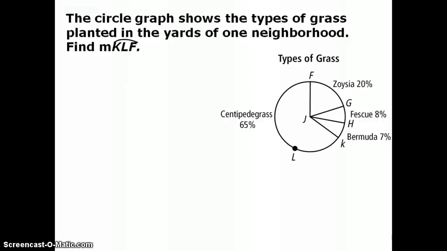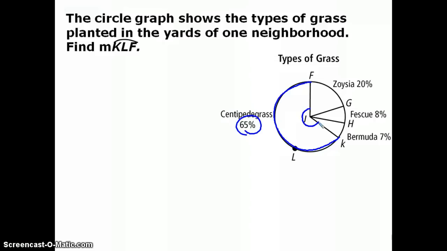All right, we're going to do a little problem here now, using some of these ideas and the idea of percents. So we're talking about different kinds of grass that are planted in the yards of people in a neighborhood. And our goal is to find the measure of the arc KLF. So I'm going to go ahead and mark that in here. We're looking for this arc right here. So it shows us that it's 65%, so it's 65% of the whole circle.